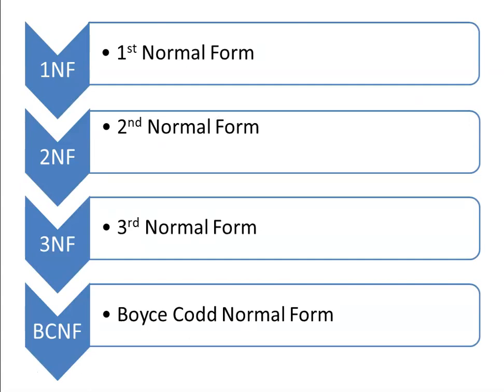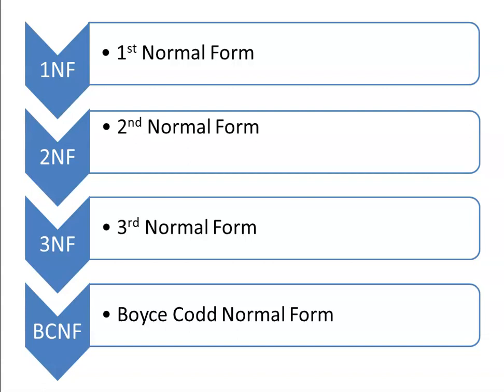Now, normalization can be applied in certain different phases. So you apply the first normalization, you apply the second normalization, third normalization, followed by Boyce-Codd normal form, and there's fourth normal form, fifth normal form, but we will be discussing only up to Boyce-Codd normal form. In this video, I will be discussing only the first normal form, the second normal form, and the third normal form. Information about Boyce-Codd normal form will be in my next video. We'll discuss BCNF in the next video.